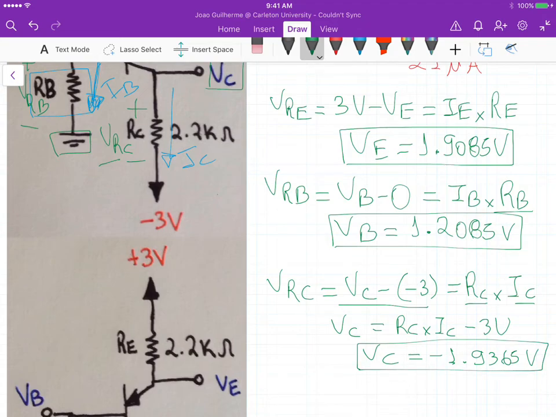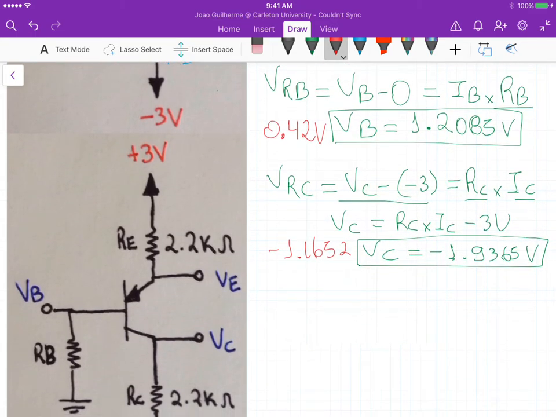Okay, and if we want to compare with the previous values, VE was 1.12, VB was 0.42 volts, and VC was minus 1.1652.